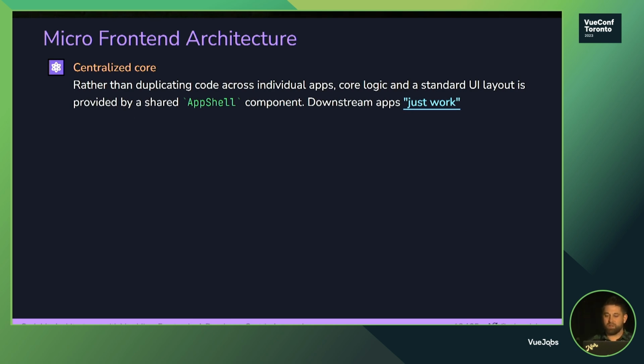The next thing is a centralized core. When you have a lot of different micro frontends working in the same environment, there's a lot of core logic that every app is going to need in order to be in that ecosystem, right? Things like permissions, authentication, session management, as well as the UI layout. Everything needs a global UI. We need a nav bar, a sidebar, things like that. So we created this centralized component that provides this to all the micro frontends, and the downstream apps, again, don't really have to care. They just work. And I'll get more into that component here in a minute.